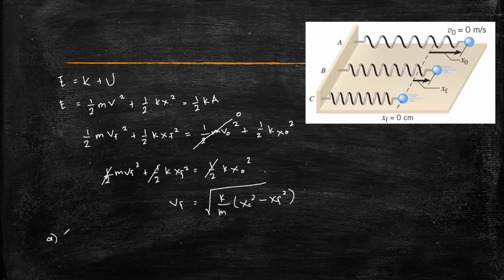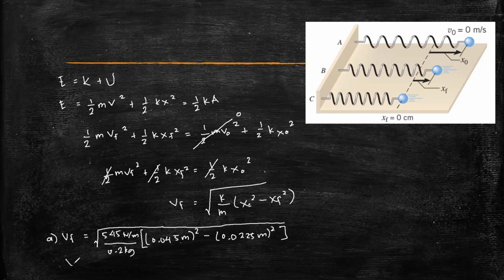So for part A, we have Vf is equal to the square root of 545 newtons per meter over 0.2 kilograms times the quantity 0.045 meter squared, minus 0.0225 meter squared. Therefore, our final translational velocity is equal to 2.03 meters per second.